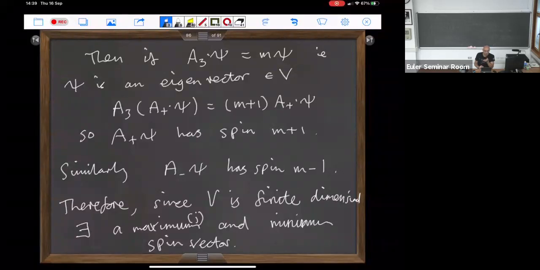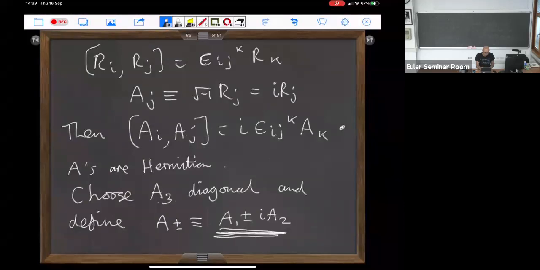And moreover, since by assumption the vector space is finite dimensional, this process has to stop somewhere. You can't keep increasing the spin by 1 unit every time you apply the raising operator A plus. So there must be a vector such that A plus acting on it gives you 0, which means that there's going to be a maximum spin and a minimum spin. And clearly, I could have swapped the roles of A1 and A2, or swapped the signs as well. So clearly, the maximum spin is going to turn out to be the minimum spin as well, just based on symmetry. But you can also, by brute force, demonstrate that.